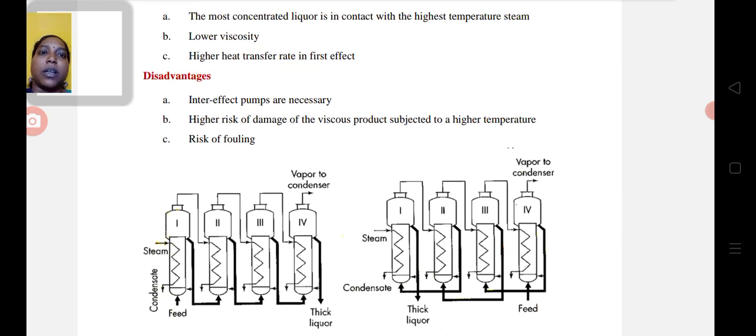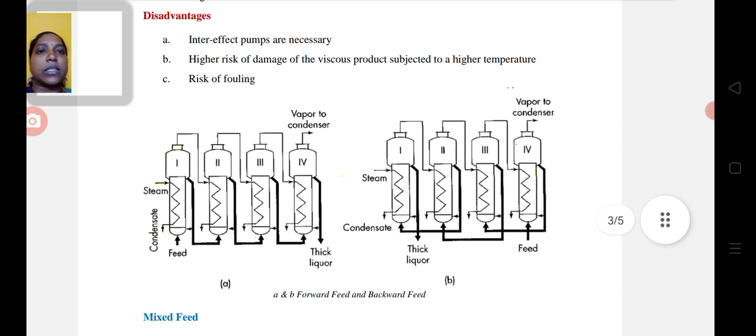Disadvantages, a pump is mandatory in this case, and there will be a higher risk of damage to the product, and fouling risk also occurs in this backward feed.